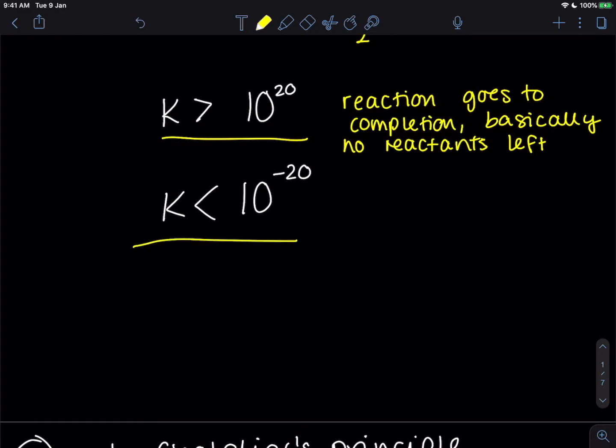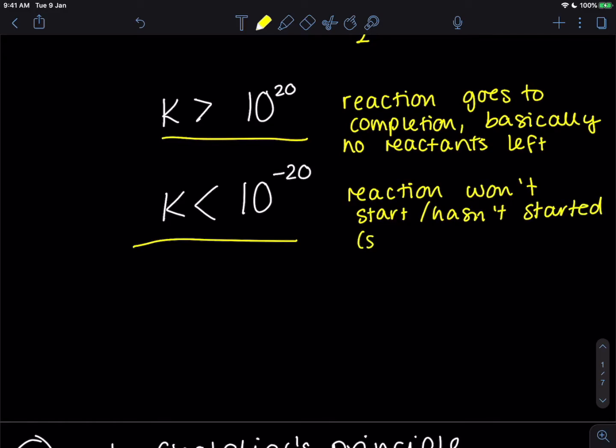If K is less than 10 to the power of negative 20, so that's a 1 with 20 zeros in front of it and a decimal point, a very, very small number, the reaction won't start. So remember that a very small number means that we've got more reactants than products. We basically have all the reactants and no products. So the reaction won't start, or hasn't started, because we have no products and we have such a massive amount of reactants.